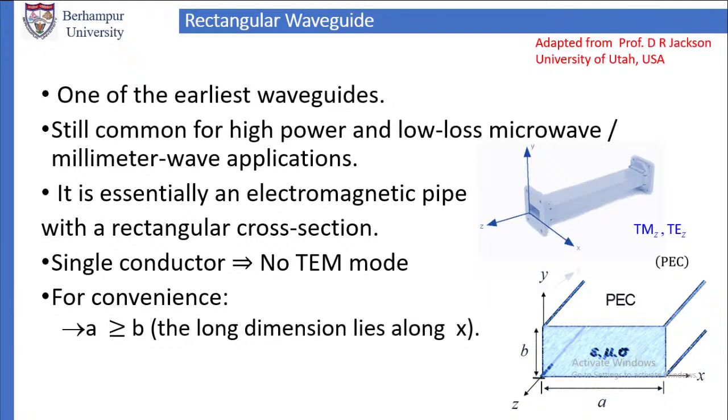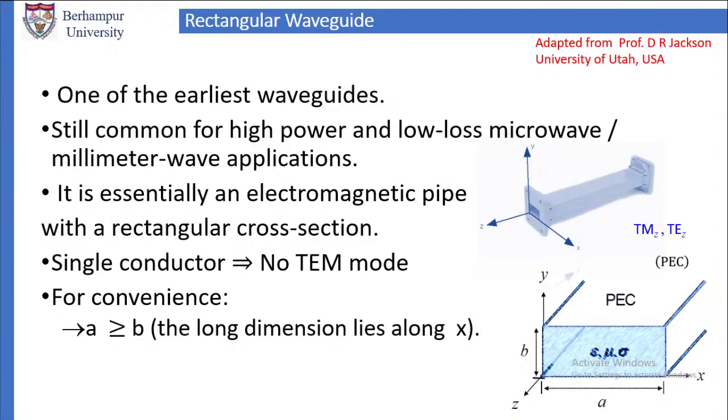Now for convenience, we will say that the broader dimension of the rectangular cross-section is a, and the shorter dimension is b, and a is greater than or equal to b. You can see the bottom picture. In the bottom picture, along the x direction, the length is a, along the y direction, the length is b.